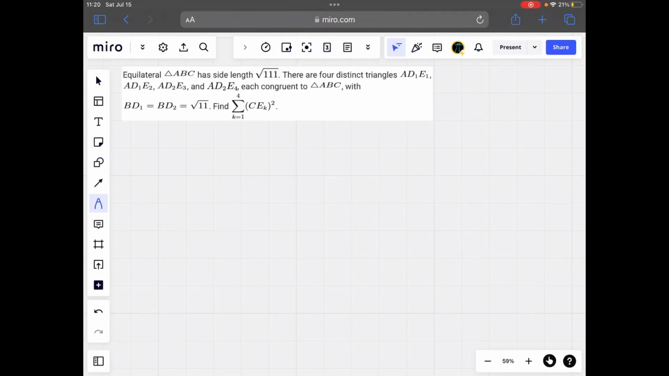Equilateral triangle ABC has side length root 111. There are 4 different triangles AD1E1, AD1E2, AD2E3, and AD2E4, each congruent to ABC, with BD1 equals BD2 equals root 11. Find the sum from k equals 1 to 4 of CEK squared.